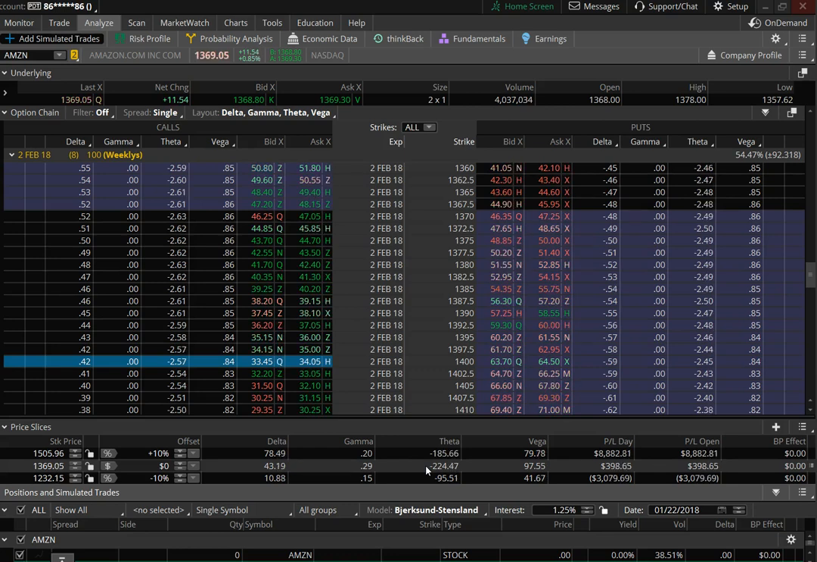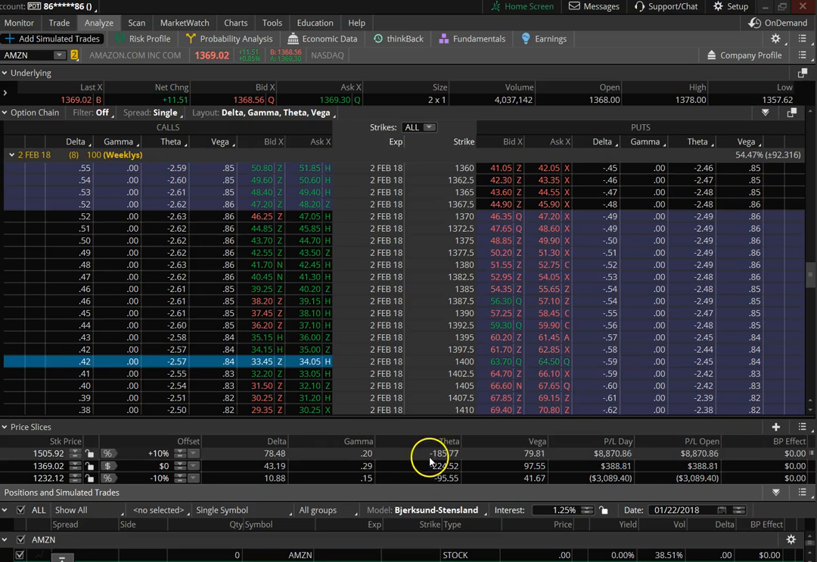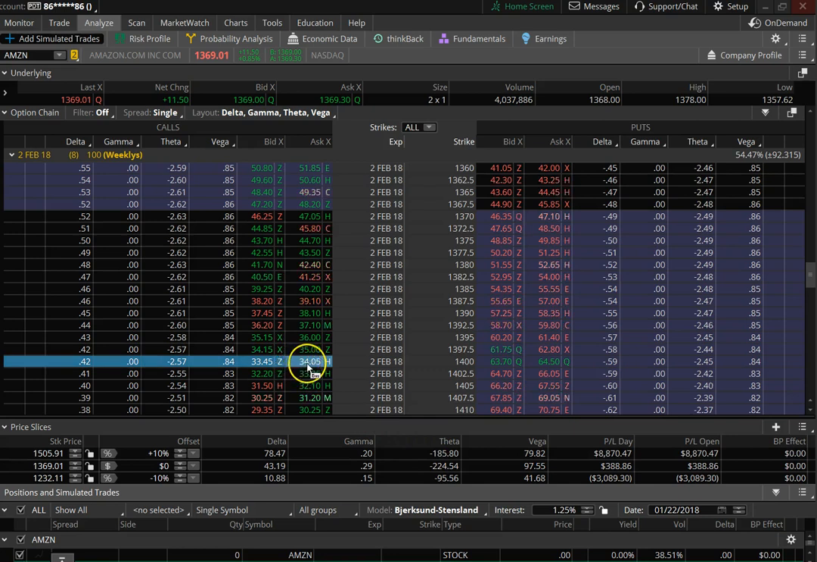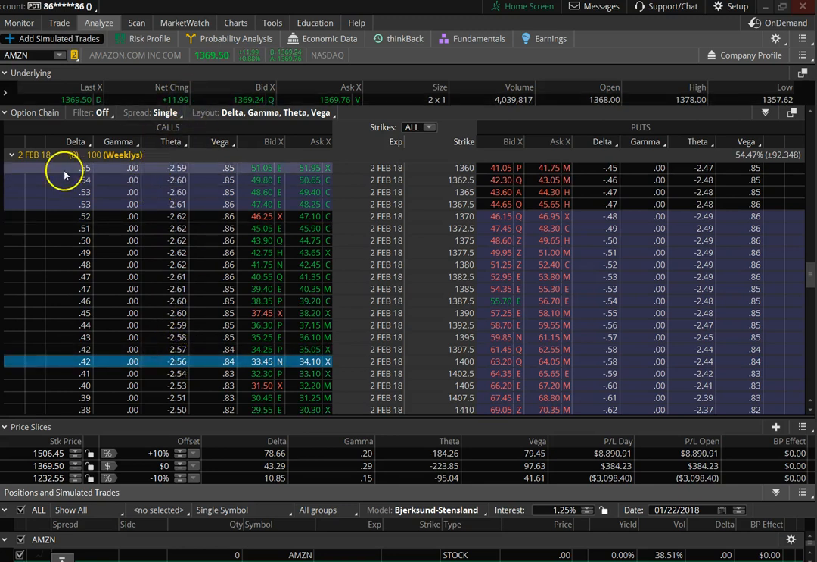So these are the kind of stocks that, in my opinion, you should really just do spreads with, unless you have a big account and you have some really good conviction that you feel this stock is going to move a lot. So these are the two main Greeks.